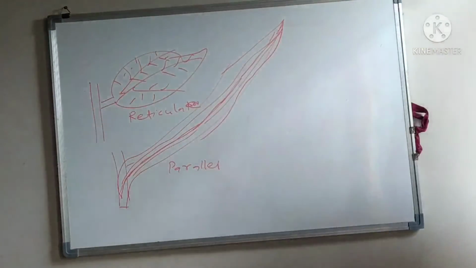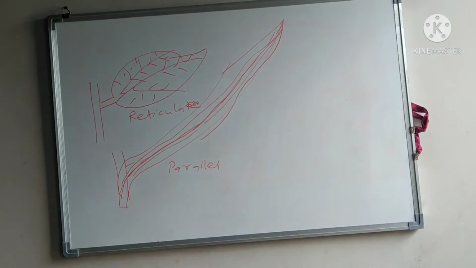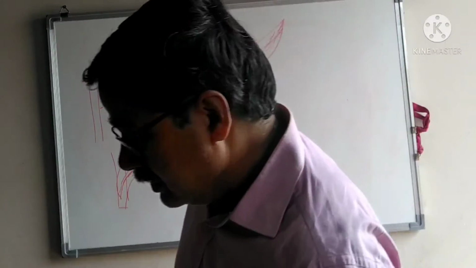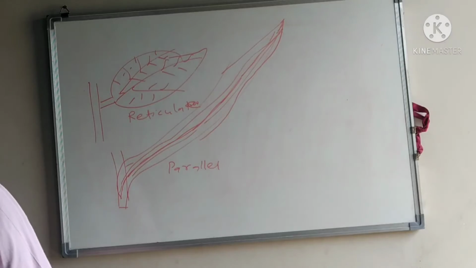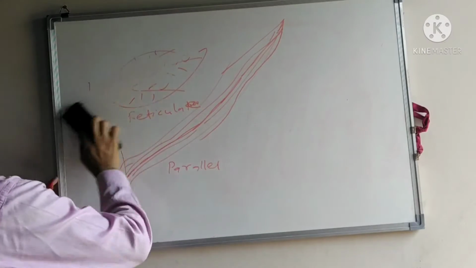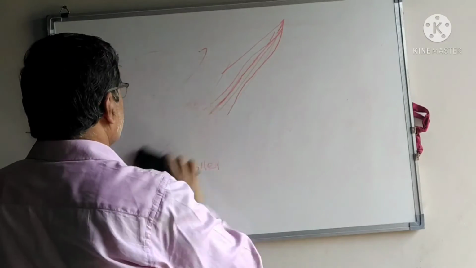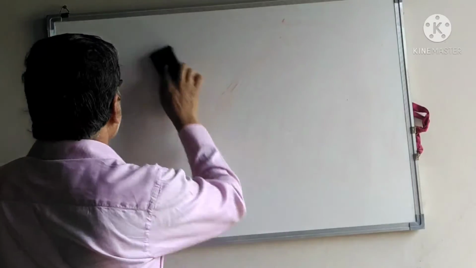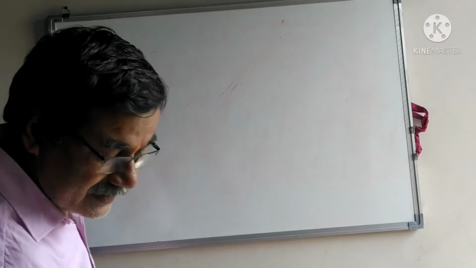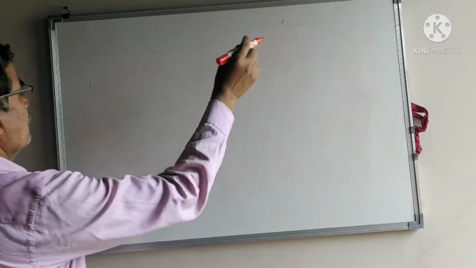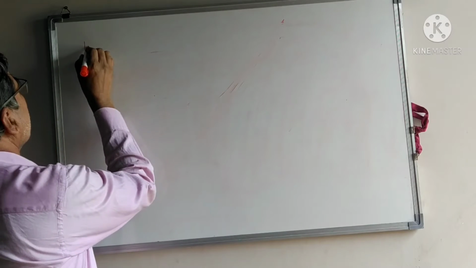So the external venation pattern is different in different types of leaves. First, we will see the internal structure and organization of the dicot leaf.